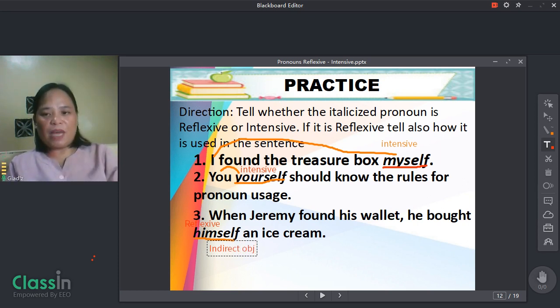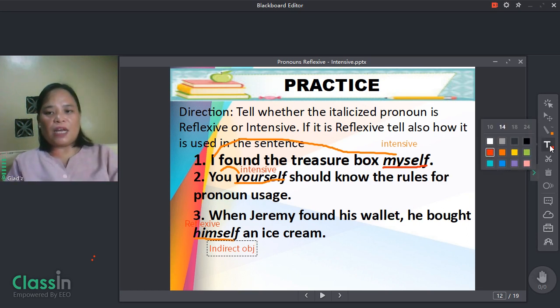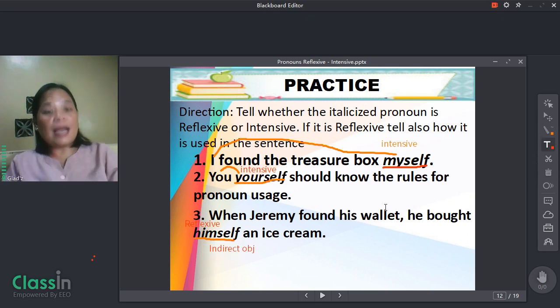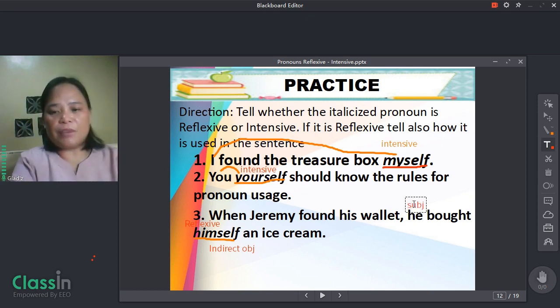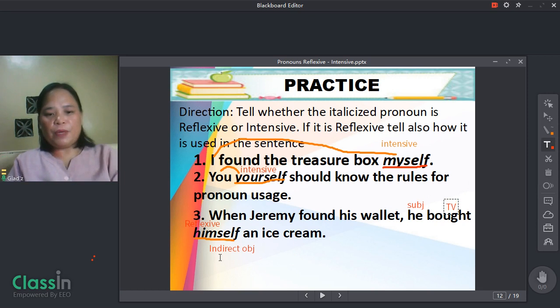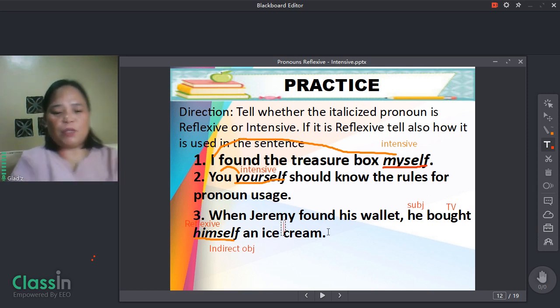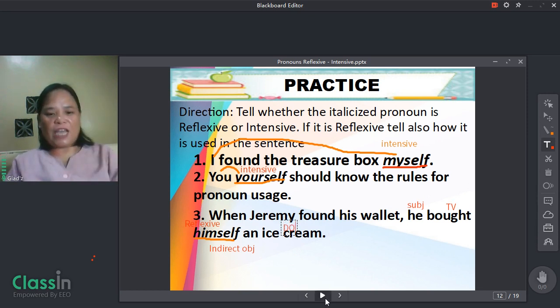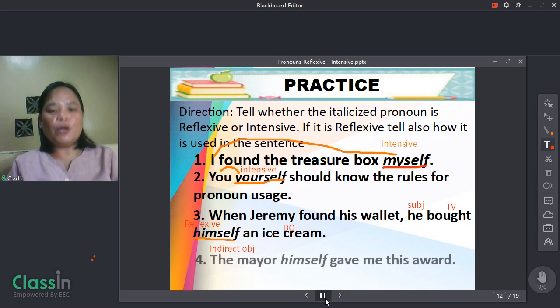To make it clear how it becomes an indirect object, let us again remember our basic sentence pattern. He is the subject. Bought is the transitive verb. Himself is the indirect object. And then the ice cream serves as the direct object. So let's move on to number 4.